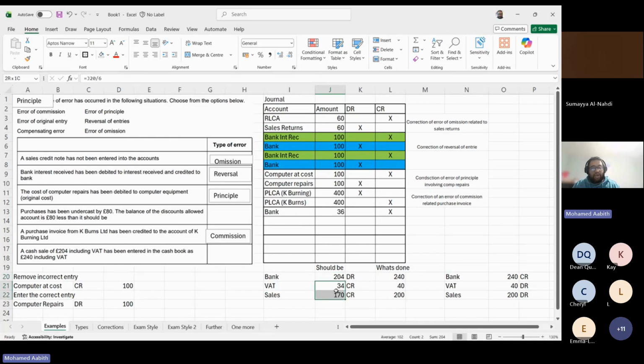Similarly, these two accounts will also have the same impact. So what's the crack with the VAT account? The VAT account, the difference of £6, will be entered on the debit side. And then the sales account will have £30 on the debit side, because all three of them have been overstated. All three numbers were overstated. Therefore, we need to make an entry that way to remove this error.